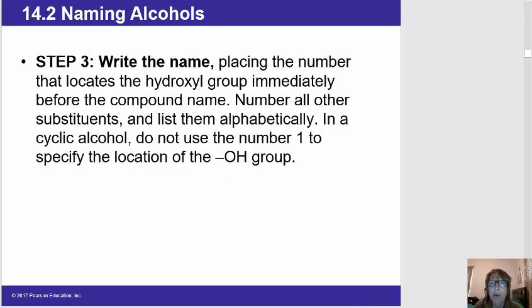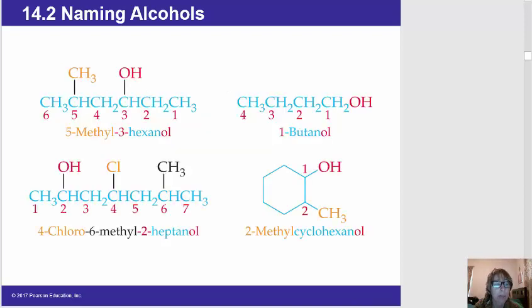So then the last step after we number all the carbons is to name the alcohol. So it's going to end in -ol, we indicate where that hydroxyl group is by an index number, and then if there are any branches, we list them and their index numbers alphabetically. So let's look at some examples here.